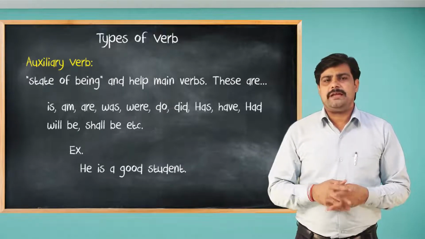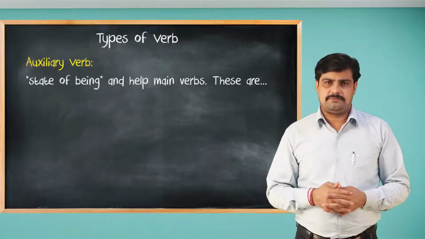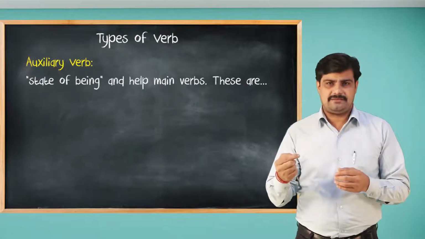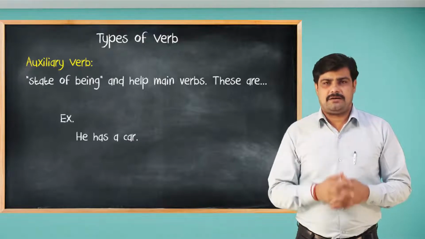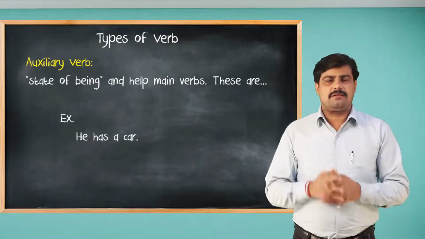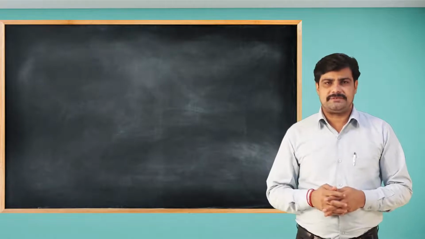For example, "He is a good student." It is a state of being. There is no action in this sentence. "He has a car." It is a state of having. There is no action in this sentence.